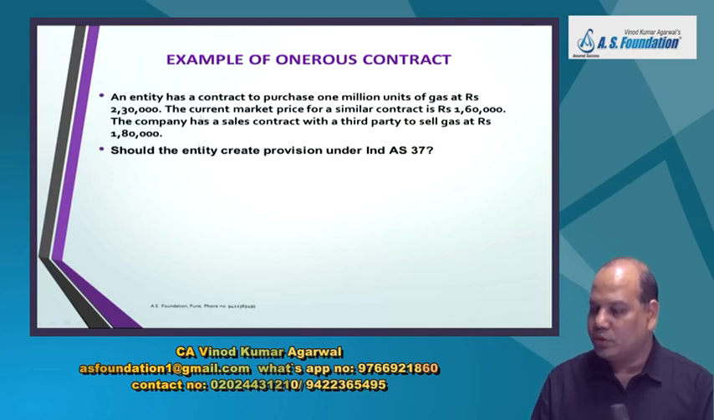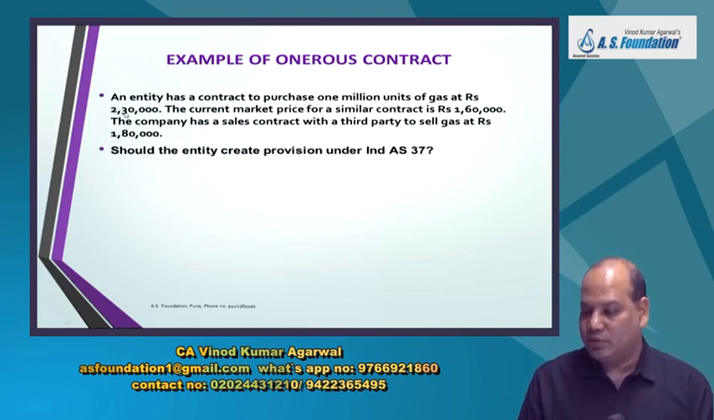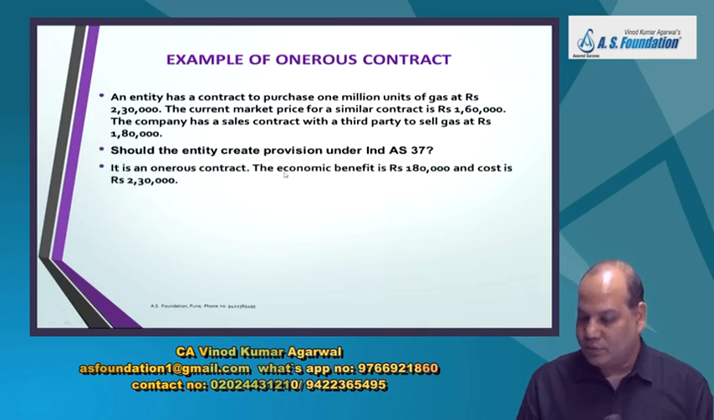What is the cost of meeting the obligation? 2,30,000. What is the economic benefit from this contract? You will be able to sell it to a third party at 1,80,000. How much is your loss here? 50,000 or 70,000? You will take 180 or 160? 180, because we have a contract to sell it at 180. So therefore the answer is, it is an onerous contract.